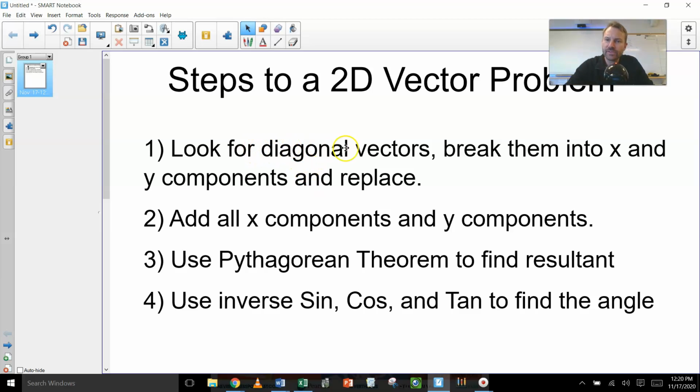Look for diagonal vectors. Sometimes there are diagonal, sometimes they're not. And if there's no diagonal, then you're just going to skip over and go right to number 2. And then you go to number 3, use the Pythagorean theorem, and number 4, using inverse sine, cosine, or tangent to find your angle.